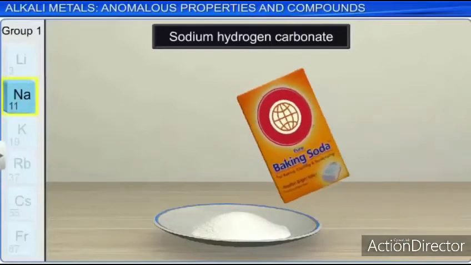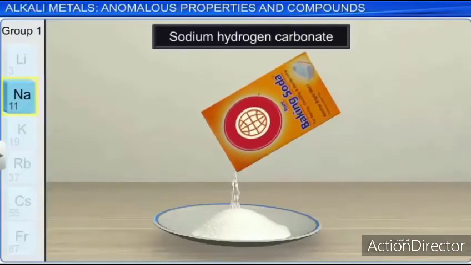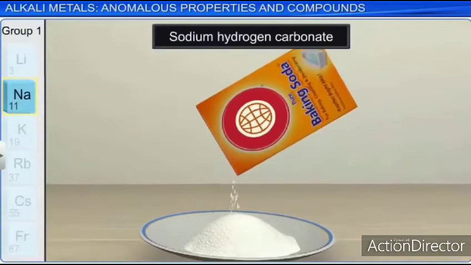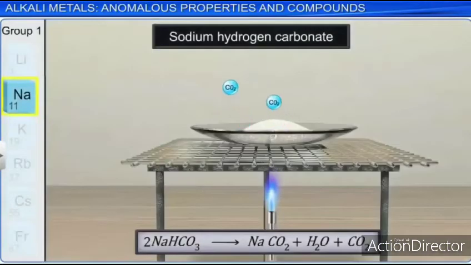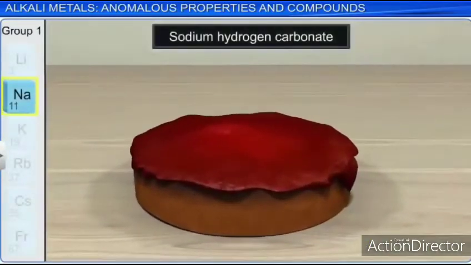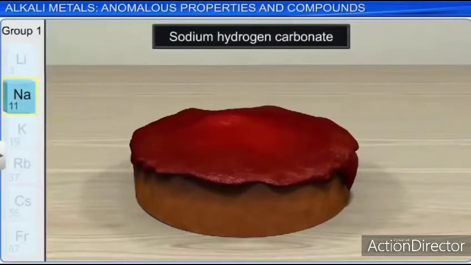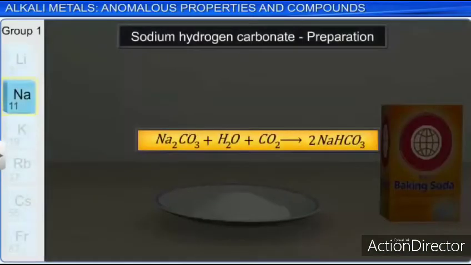Baking soda, or sodium hydrogen carbonate, is another important compound that contains sodium. When heated, it decomposes, releasing bubbles of carbon dioxide. It is used in baking to make the cakes and pastries rise. One way to prepare sodium hydrogen carbonate is through the reaction of carbon dioxide with a solution of sodium carbonate, as shown here.